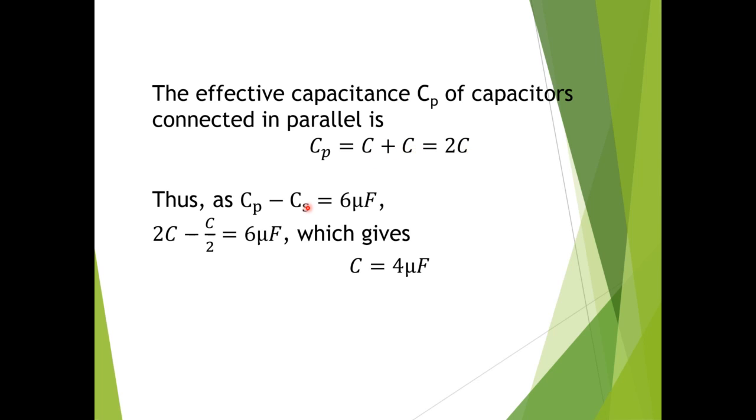Now we have been told that the difference between these two is 6 microfarad. So we just now plug in the expressions. So the effective capacitance for parallel is twice C, for series is C by 2. So if you solve this for C, we get the capacitance as 4 microfarad.